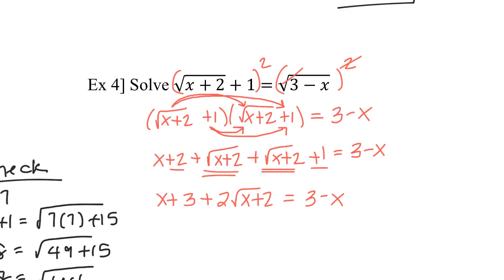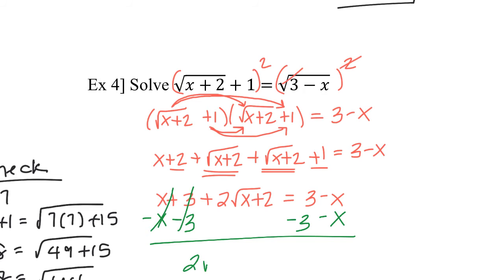So what I'm going to do is move everything away from that square root. So isolate the square root. I'm going to subtract x, and I'm going to subtract 3. So you're going to end up with 2 square root x plus 2 equals 3 minus 3 makes 0, and then you have a -2x.